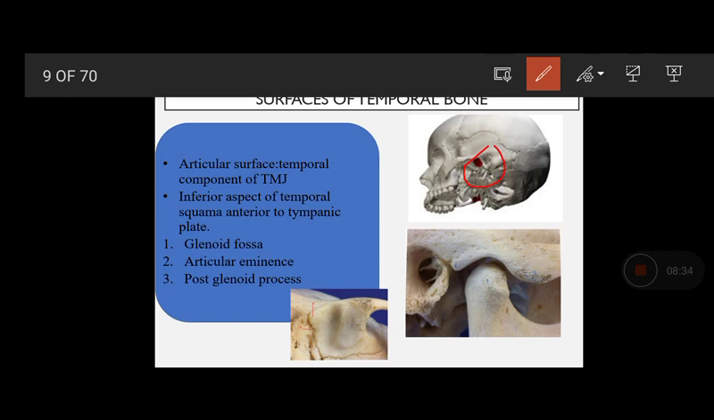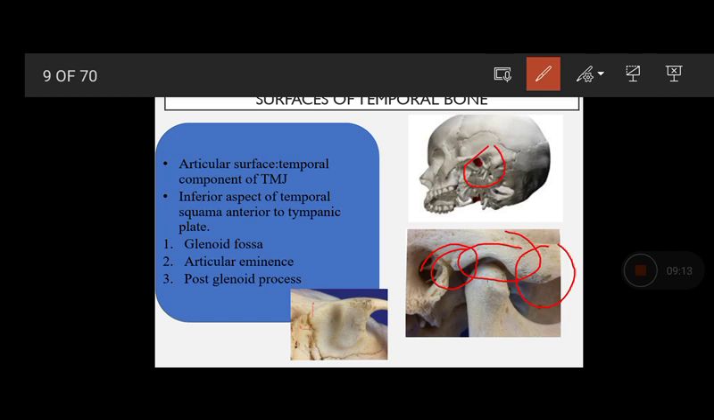First is the glenoid fossa. The glenoid fossa is where the mandibular condyle attaches. Then that is bounded anteriorly and posteriorly by various structures. Anteriorly you have something known as the articular eminence. The articular eminence is the anterior extent of the fossa onto which the condyle glides. And posteriorly you have the post-glenoid process, which forms the posterior extent of the articular fossa. So this is the post-glenoid process, this is the articular eminence, and this is the glenoid fossa.